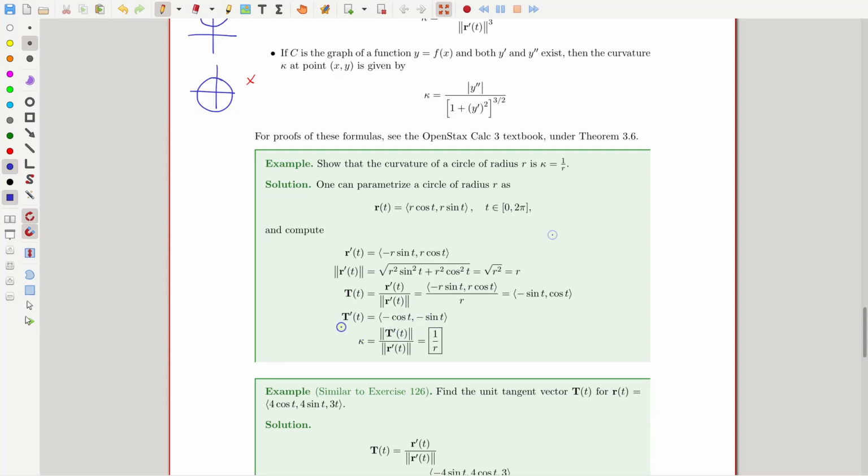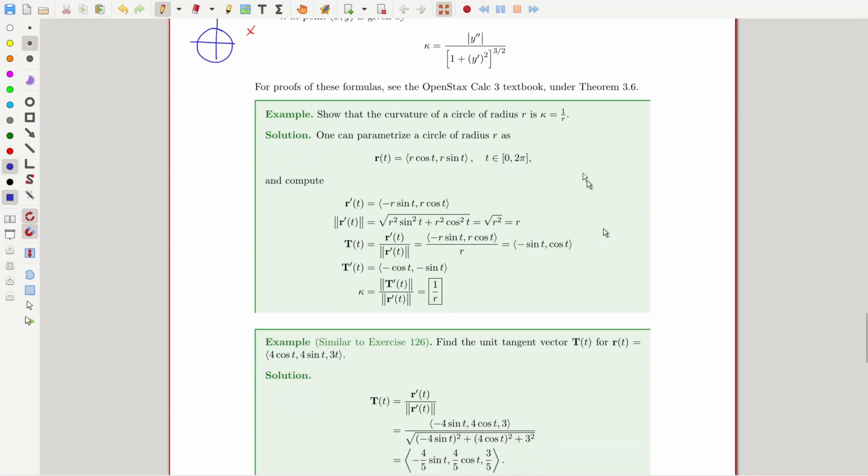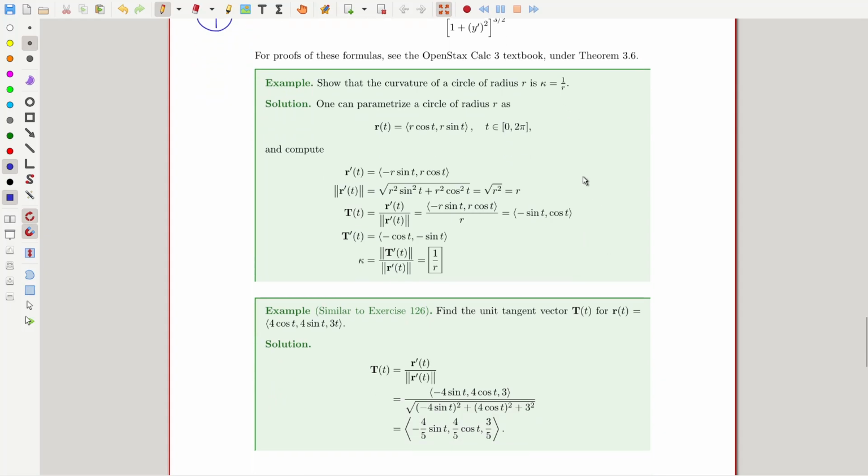And lastly, for curvature, we take that T prime of t and take its magnitude, which is 1, because when you take its magnitude, you take the square root of cosine squared plus sine squared, which is the square root of 1, which is 1. That's the numerator. And then this r prime magnitude is something we previously computed. So we just get 1 over r. That's a pretty nice derivation. We can derive this neat fact.